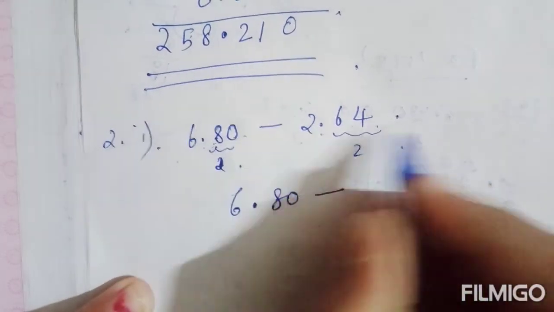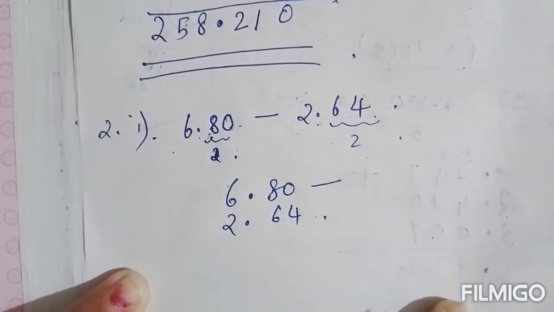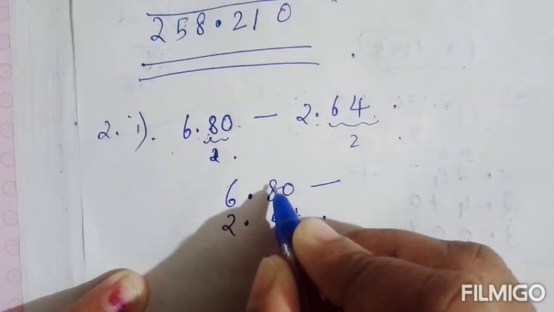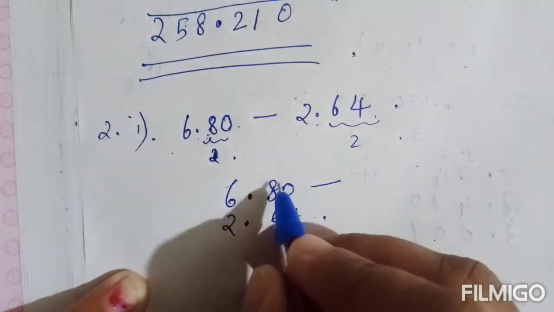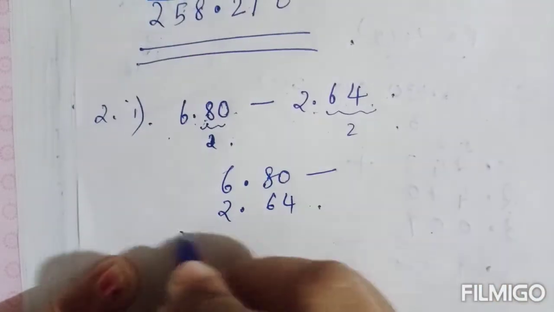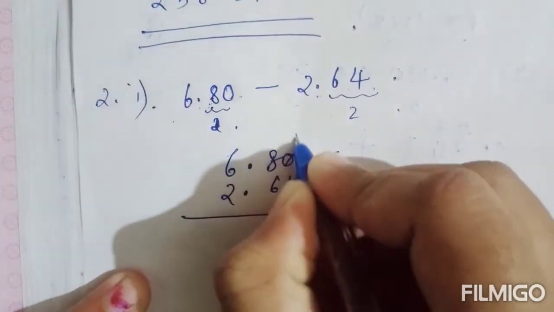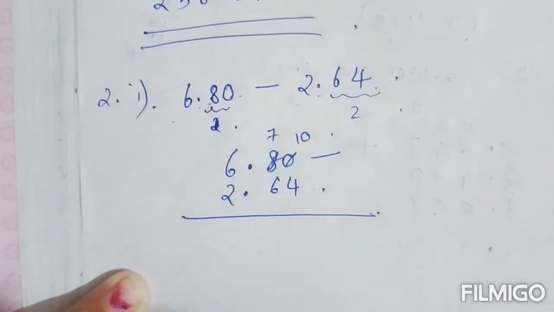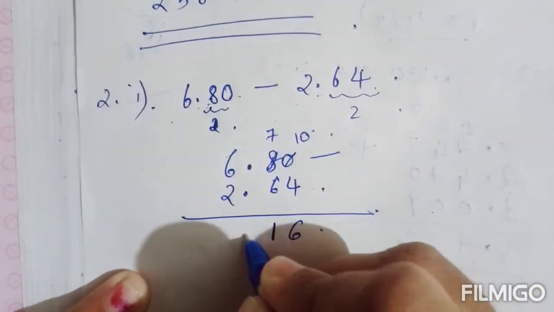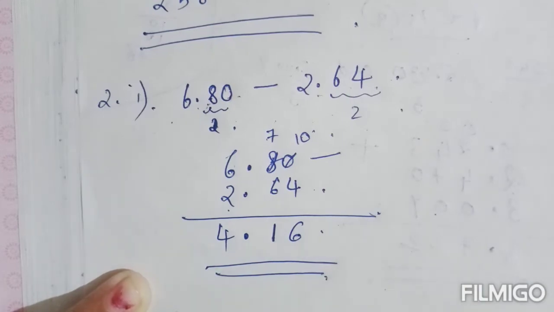6.80 minus 2.64 you can write below, such that the one's place should come in the same column, the tenth place in the same column, the hundredth place in the same column. Now subtraction you can start from the right end. So here it will be 10. Now 4 to 10 it is 6. Here 1. The decimal point is coming. 6 minus 2 it is 4. 4.16 will be the answer.